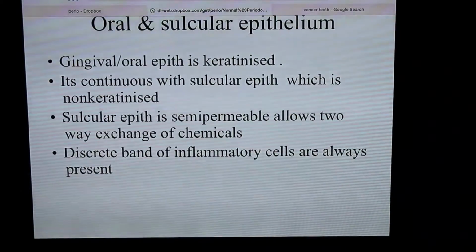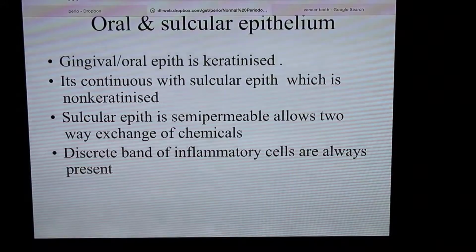Now there is a small description regarding oral and sulcular epithelium. Gingival or oral epithelium is keratinized. Sulcular epithelium is non-keratinized generally, but if a person is maintaining very good oral hygiene, the most coronal part of sulcular epithelium can also be keratinized. Sulcular epithelium is semi-permeable, which allows two-way exchange of chemicals. Which chemicals? Bacterial toxins and biochemicals from the defense cells. Generally you will find a discrete band of inflammatory cells. It is always present in this part of the gingiva.